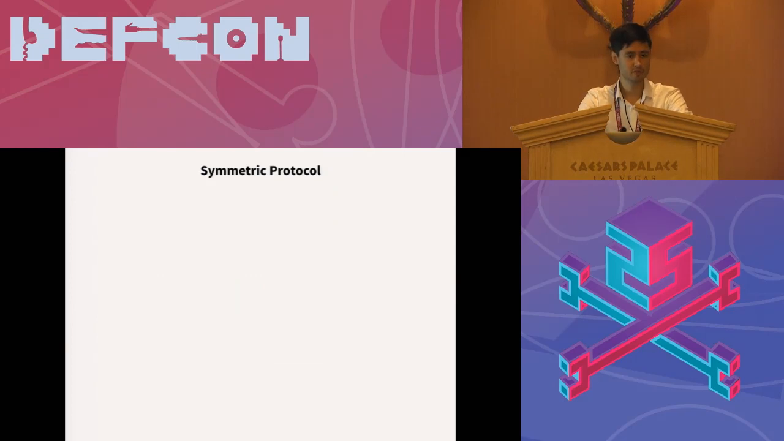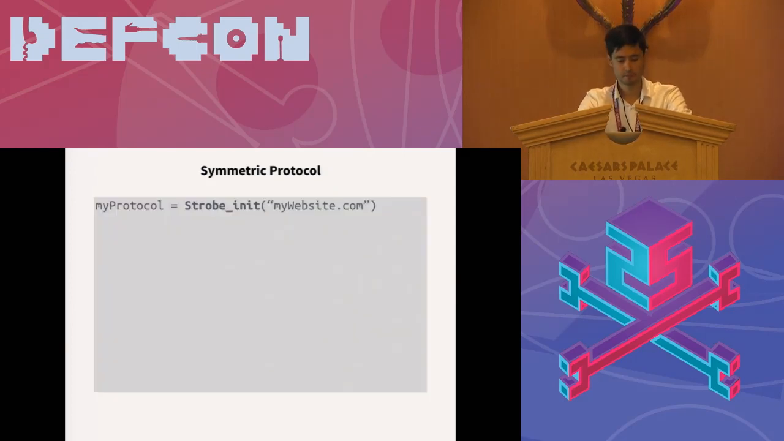So I'll give you a very simple example before I explain to you how STROBE works. Imagine that you're on the client side, but since it's symmetric, you would do pretty much the same on the server side. You instantiate your instance of the STROBE protocol with some custom string. So the custom string could be mywebsite.com if your protocol is called mywebsite.com. Could be anything you want, but it basically describes your protocol. And it has to be the same on the other side, on the server side.